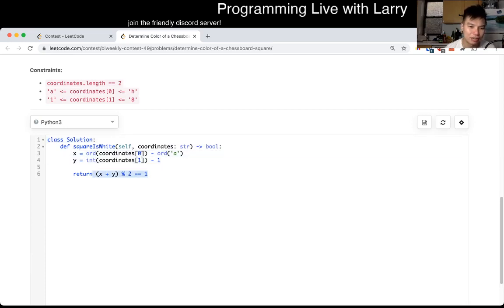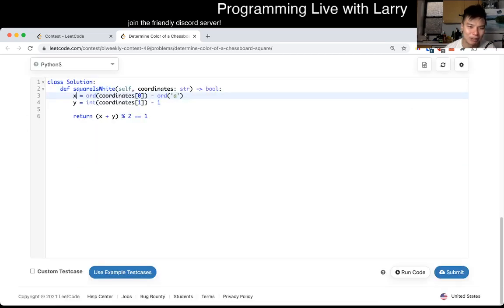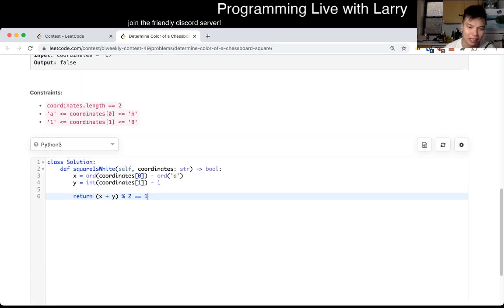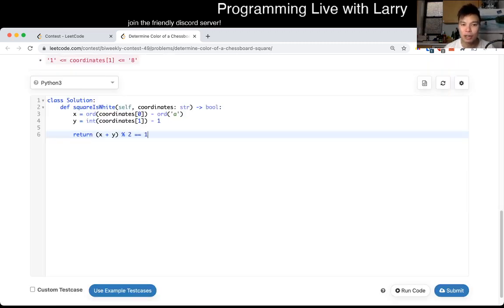The square is white if x plus y mod 2 is equal to 1. And actually, during the contest, I was too lazy to prove this. So I just did it for 0 and then 1 and saw if they matched the example answer, because you know that it's either one or the other. That's all I have for this one.